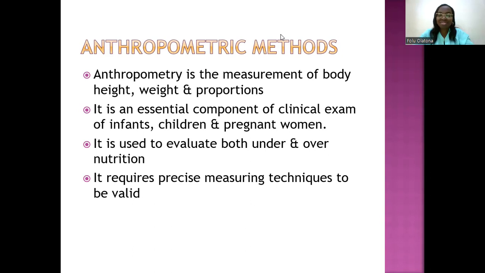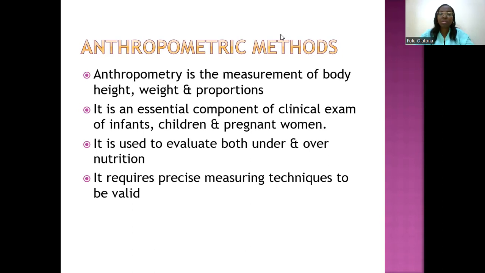It's compulsory, let me use that word, to measure the height, the weight, and other body proportions that are peculiar to that particular person. For infants, if it's a newborn, you may even have to measure head circumference. Then for children, height and weight are always very, very important. Then you may need to calculate the body mass index. And then for pregnant women, sometimes you measure mid-upper arm circumference, just like you do in infants and young children. So you need to know the anthropometry that is peculiar to each group.